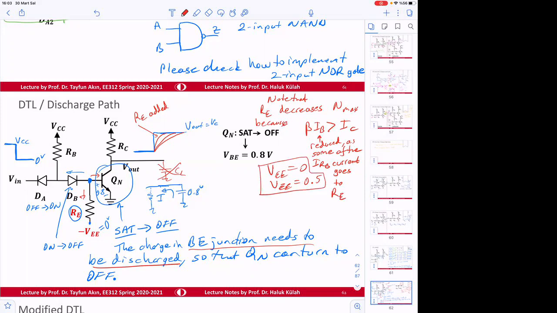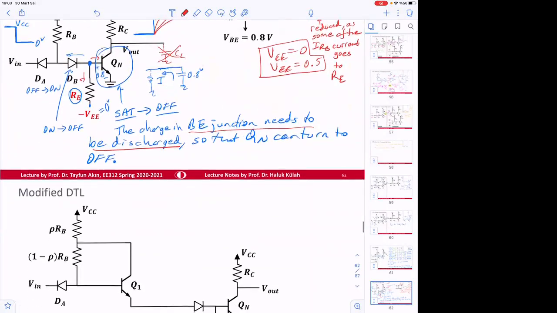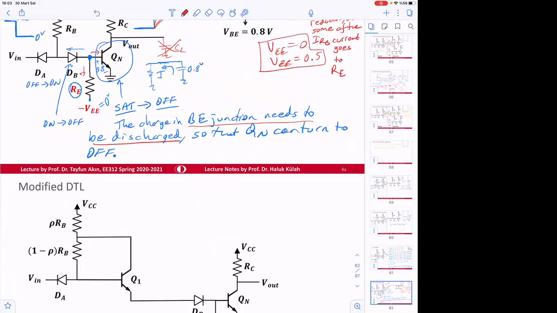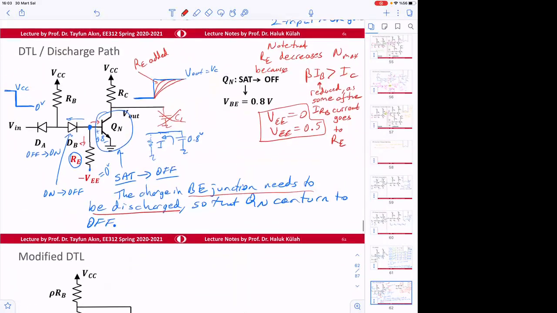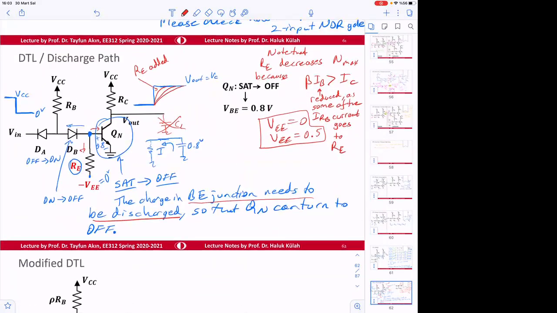So just as a note here, you can look at it. There are some variations here. Any questions?